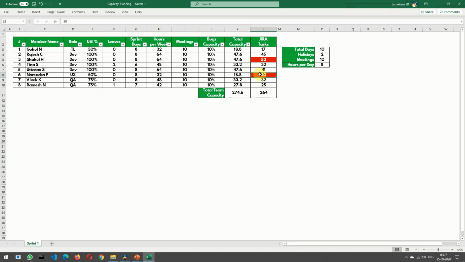Now, the Scrum Master would have to look at available capacity for the rest of the team members and move the tasks underneath them. The total capacity of the entire team is 274 hours, whereas their estimations are 264 hours. The additional 10 hours can be used to pick up an additional task or a story.